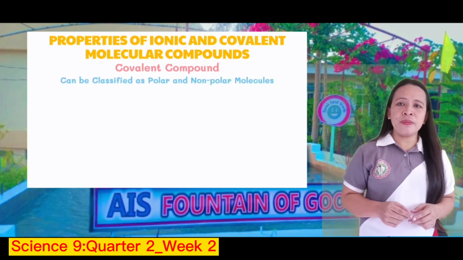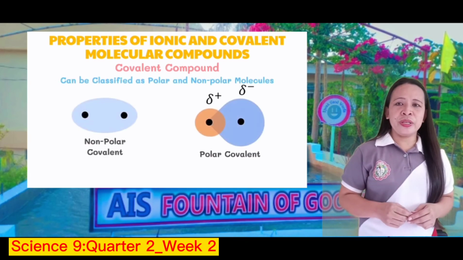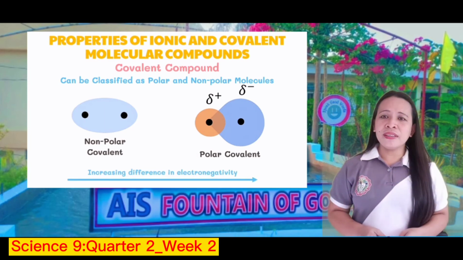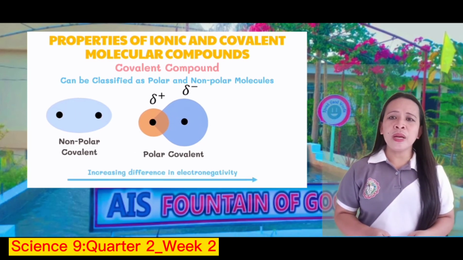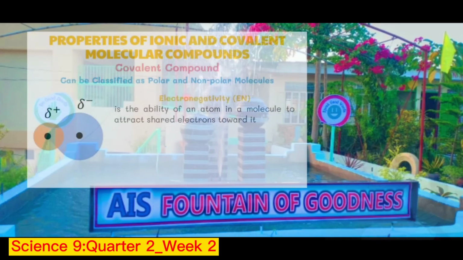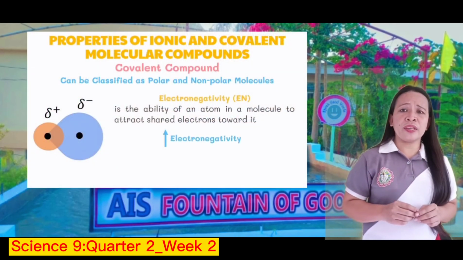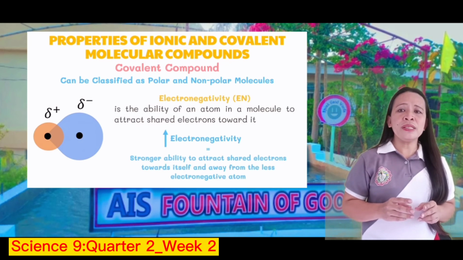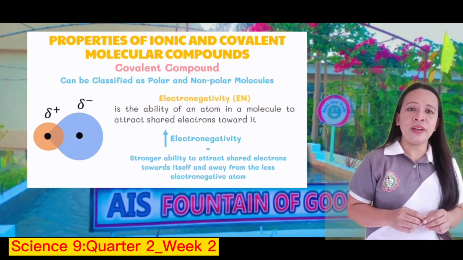Covalent compounds can be polar or non-polar. The polarity of molecules results from the differences in the electronegativity of the bonded atoms. Electronegativity is the ability of an atom in a molecule to attract shared electrons towards it. The greater the electronegativity of an atom, the stronger is its ability to attract shared electrons towards itself and away from the less electronegative atom.